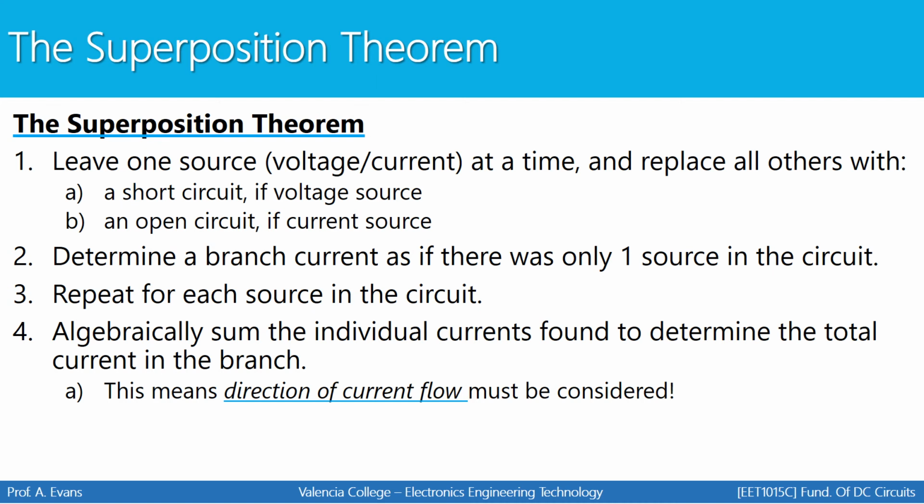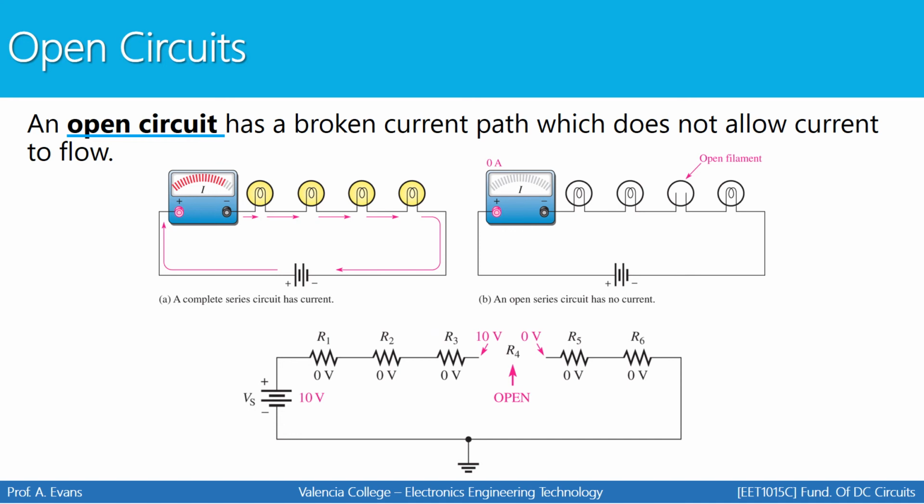So we'll start by looking at an example. But before we can do that, let's make sure that we have clearly defined what an open circuit and a short circuit is. An open circuit has a broken current path, which does not allow current to flow. So in this example here, this is a closed circuit. Current is able to flow through the entire circuit. If we have an open filament right here, this creates an open circuit. Current can flow through here, it gets here and does not have a path to continue. This is considered an open circuit, and there is no current flowing in this circuit.